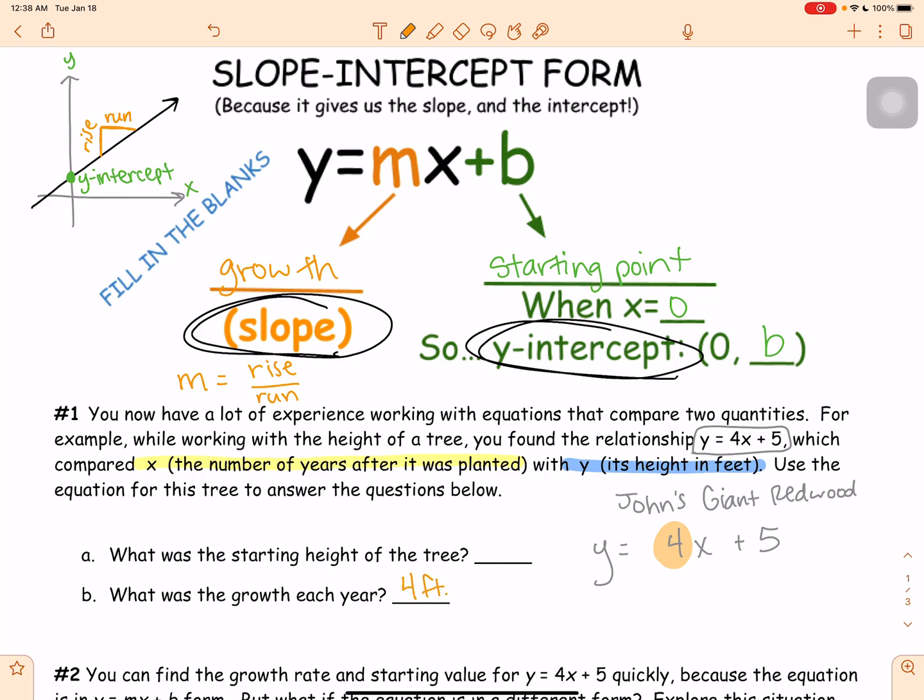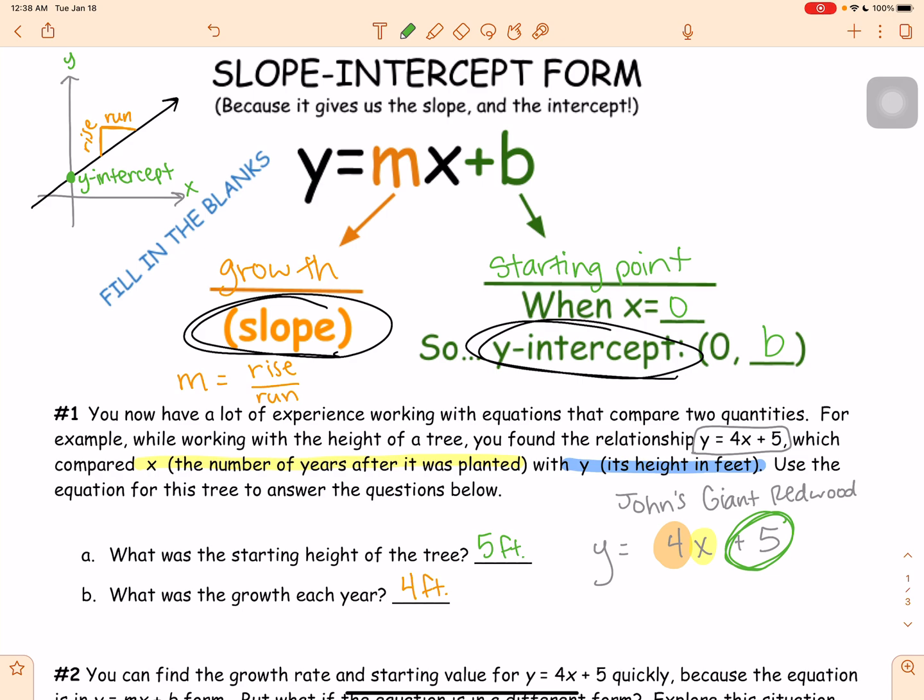The reason it's the per year part is because that's 4 times x, and x is the number of years after it was planted. So x represents years, right? So we grow 4 feet every year. That's why we have to multiply 4 by the number of years it's been growing. Now, in addition to that, the tree was already 5 feet tall when John planted it. So that was our starting height of the tree.